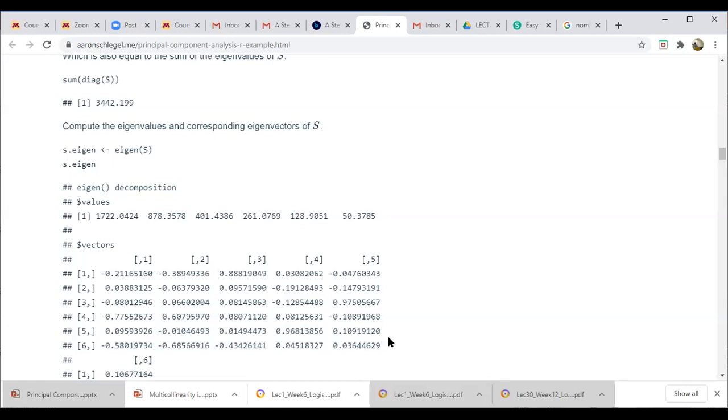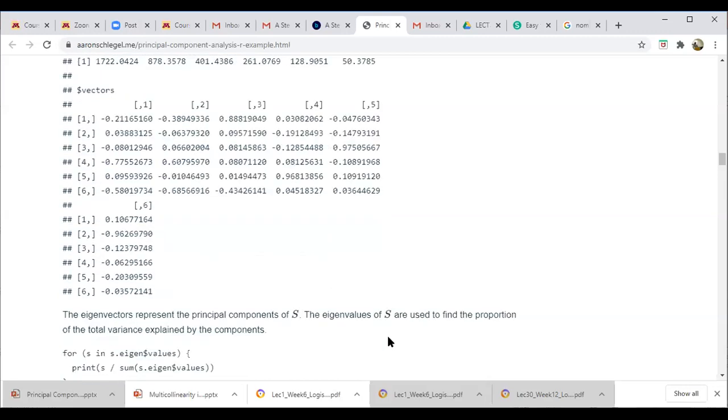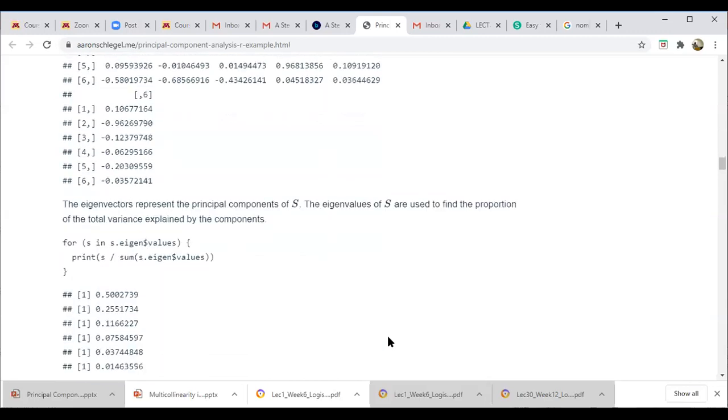Now after having the eigenvectors and the eigenvalues, what is the next thing that we want to do? What is the meaning of eigenvectors? The eigenvectors represent the principal components of X. I'm going to say that again. We actually want to construct the principal components. The eigenvectors represent the principal components of X.